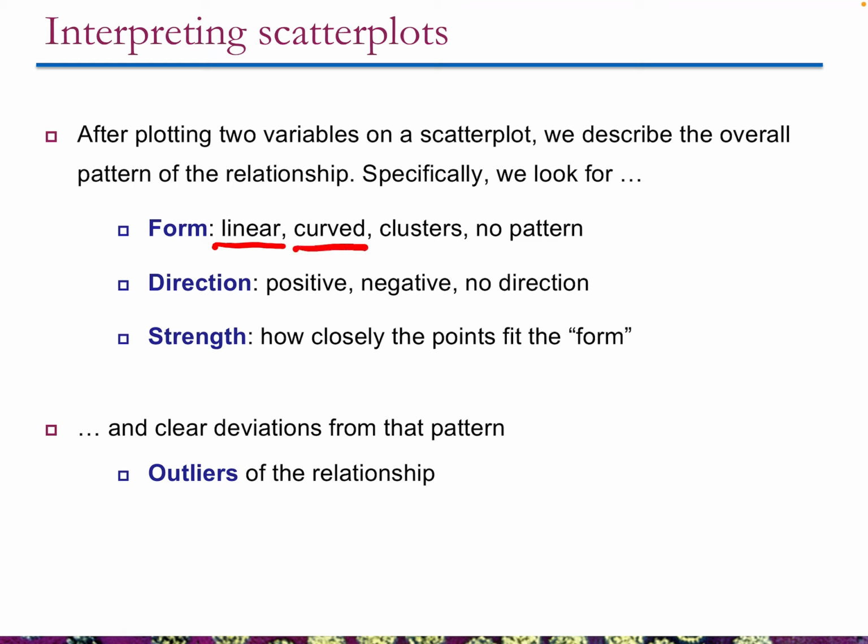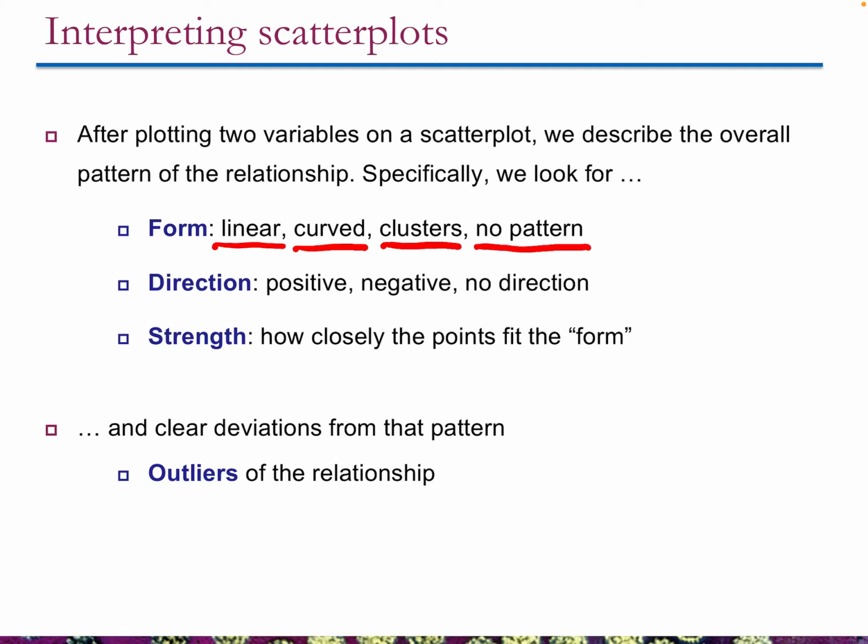Do we have an odd arrangement where you have clusters of data points here and there with a lot of space between them? Do we have a random shotgun blast pattern of our scatter of data points? No obvious pattern, or it looks very chaotic or random. These are the kinds of things we're looking for as far as form goes.